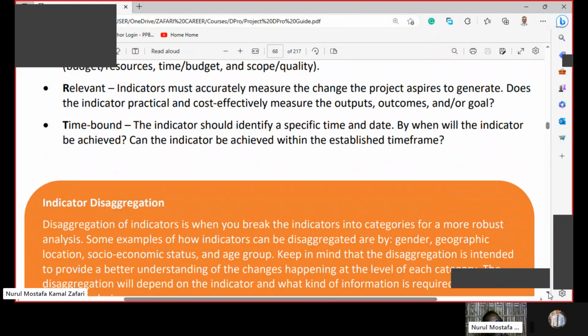Relevant, indicators must accurately measure the change the project aspires to generate. Thus, the indicators are practical and cost-effective. They measure the outputs, outcomes, and goal. Time-bound, the indicator should identify a specific time and date. By when will the indicator be achieved? Can the indicator be achieved within the established time frame? Indicator disaggregation.